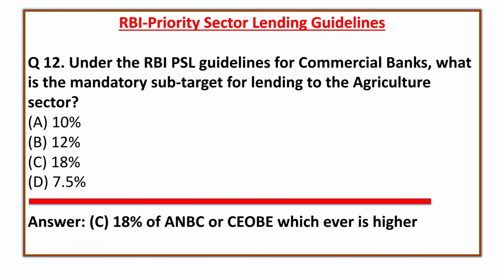Question 12. Under the RBI PSL guidelines for commercial banks, what is the mandatory sub-target for lending to the agriculture sector? A. 10%, B. 12%, C. 18%, D. 7.5%. Answer. C. 18% of ANBC or CEOBE, whichever is higher.